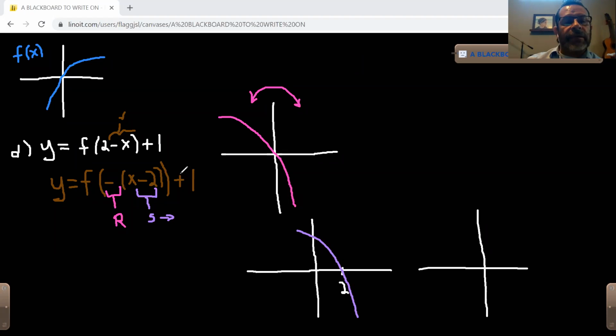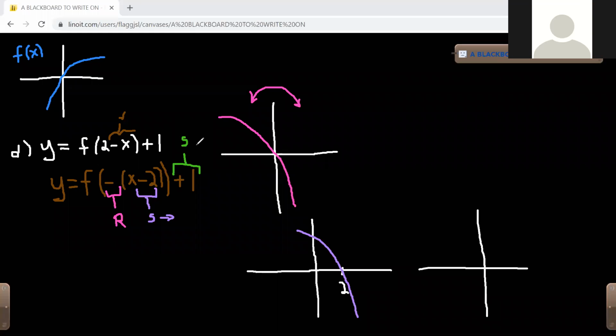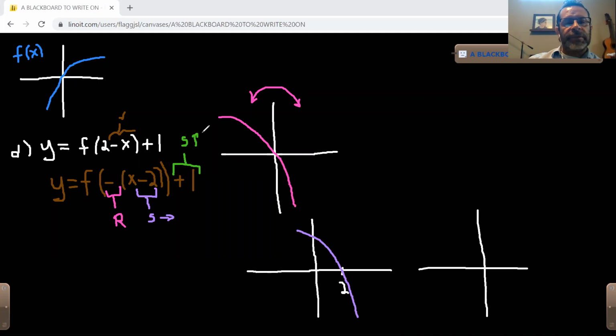And lastly, we've got the +1 here. And so what is the +1 going to generate? One shift up. We're going to have a shift up, and that shift up is going to be of 1 unit. So now we're going to have a new reference point, which is going to be the 1 and the 2. And so the graph is now going to go through that point somehow.